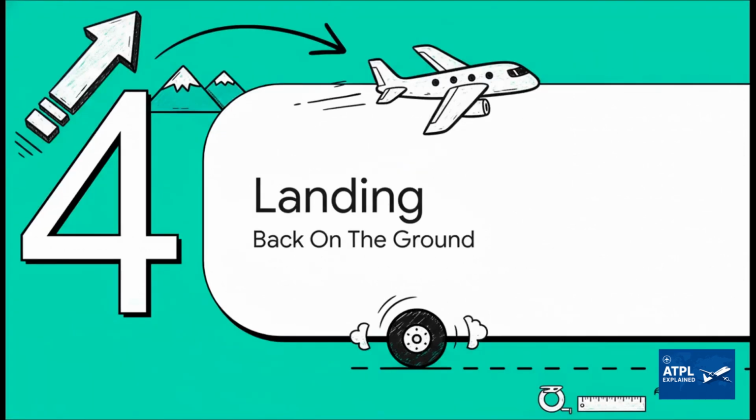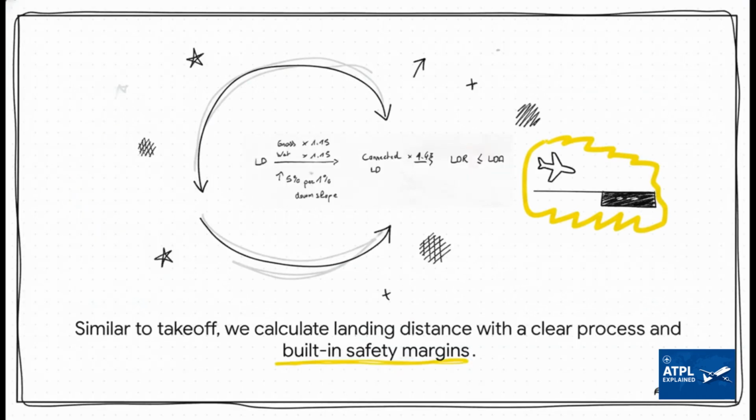So we've conquered the skies, but now comes the ultimate test of skill, the landing. Getting back on the ground safely actually requires even more precision than taking off. Does this look familiar? It should. The landing calculation is basically a mirror image of the takeoff one. We start with a gross distance, we apply our corrections, and then we add a safety margin.